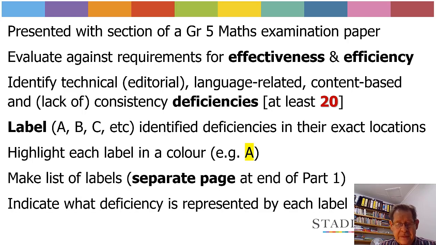You have to provide us with a separate list of all the labels, on a separate page at the end, so that we know the reasons why you regard each of these specific deficiencies as a deficiency. What are the reasons, and what did you find that goes against the grain of setting effective and efficient exam papers?